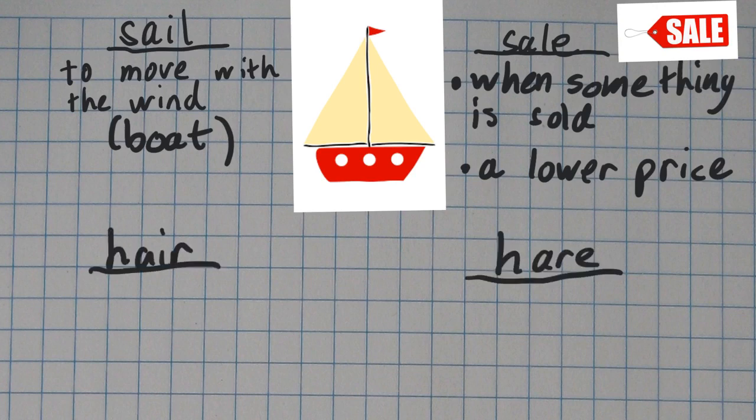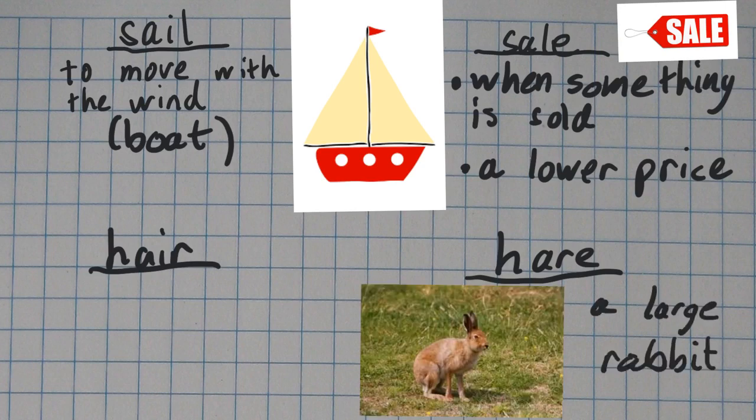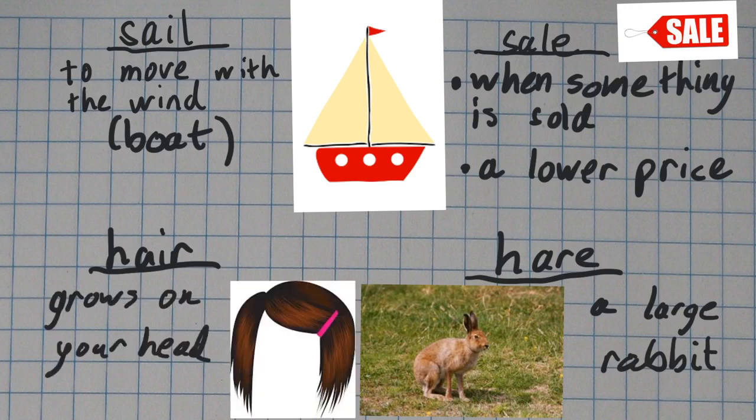Next, let's do hare and hair. And the hare on the right here is a large rabbit, like the one in the picture there. And of course, the hair on the left, that's simply the hair that grows on your head.